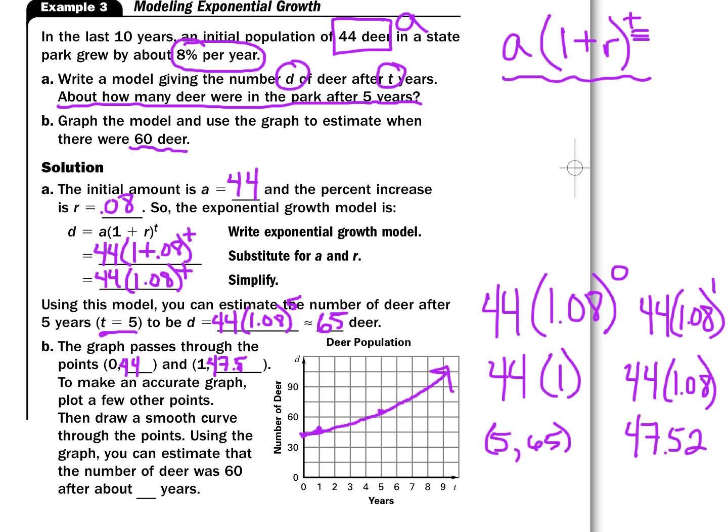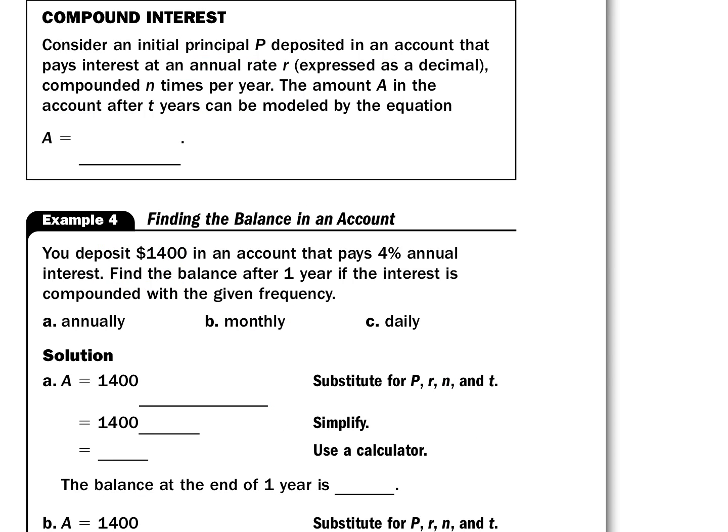But I can see at 60 deer, 60 deer is right around here, which means that that was after 4 years. So the population of deer was 60 after about 4 years. Now, moving on to compound interest.